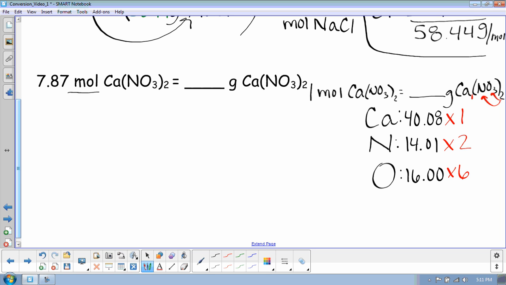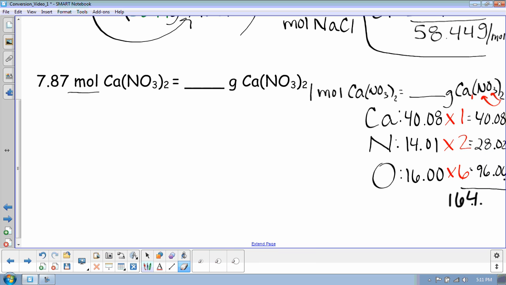So now I have to go through and calculate the mass for each of the individual elements. The first one's pretty easy. So 40.08. I have to sneak these in the corner here. This is pretty easy math too, so I'm going to have 28.02. And then 16 times 6 is equal to 96. So now I'm going to add all of these numbers together. So 40.08 plus 28.02 plus 96, and I'm going to end up with 164.10. This is grams per mole.